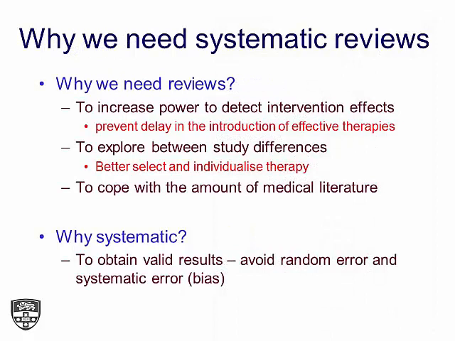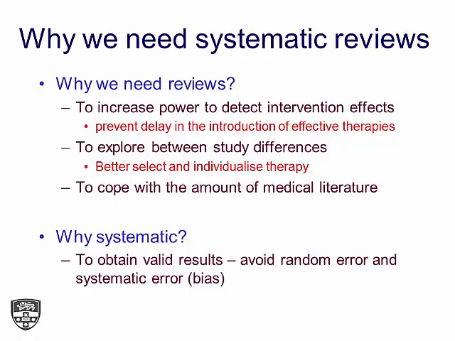So, why do we need systematic reviews? Well, we need systematic reviews because we need reviews. We need reviews to increase the power to detect intervention effects so that we can prevent delay in the introduction of effective therapies, and also to detect potential harms which generally are relatively infrequent. We also want to explore between study differences which better enable us to select an individualized therapy and to cope with the amount of the medical literature.